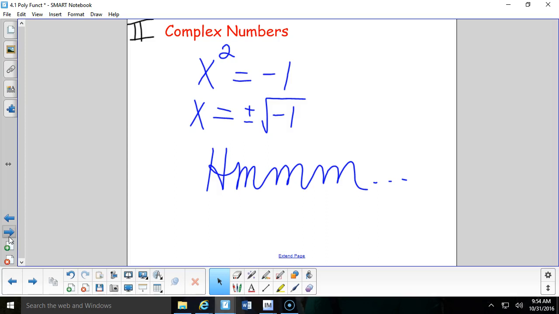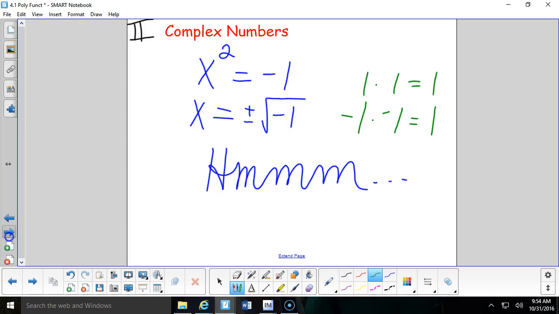If I take x squared equals negative 1, take the square root of both sides, I get positive or negative square root of negative 1. Square root means you have to be able to take a number and multiply it by itself to get that. Well, I could have negative 1 times negative 1, but a negative times a negative is a positive. And of course, positive 1 times positive 1 is a positive. So how do I get the negative there?